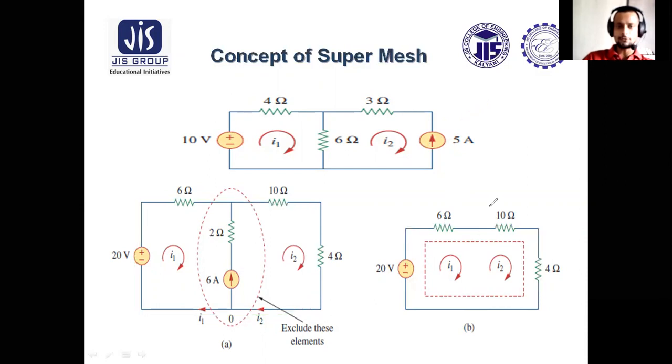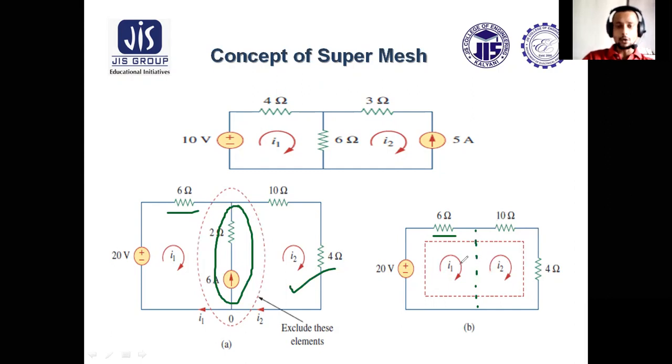See, in the outer loop KVL is applied, but current through this 6 ohm will be I1. So current through 6 ohm is I1 mentioned. This part is omitted from this, but you need to assume that there was one super mesh element, and due to these elements are excluded here, but I1 current will be flowing in the left of this dotted line, and I2 current will be flowing in the right of the dotted line as shown here.